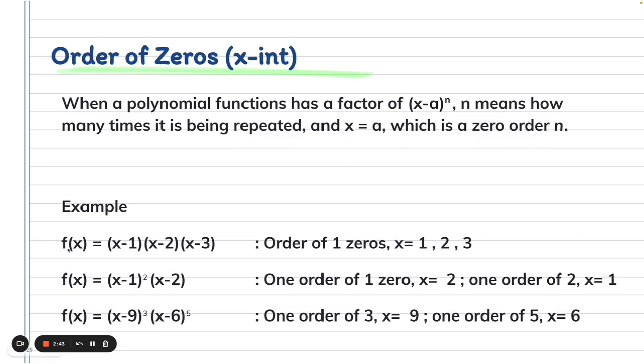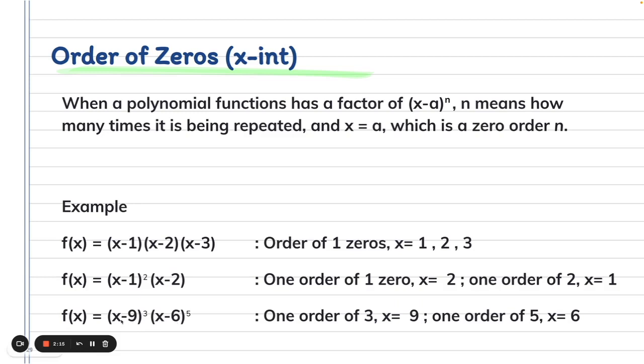For this, f of x equals x minus 1, x minus 2, x minus 3. This one we would say has zeros of order 1: x equals 1, 2, 3. For this, f of x equals x minus 1 to the power of 2, times x minus 2. This is simple also, where we just have to say one zero of order 1, x equals 2, and one zero of order 2, x equals 1.